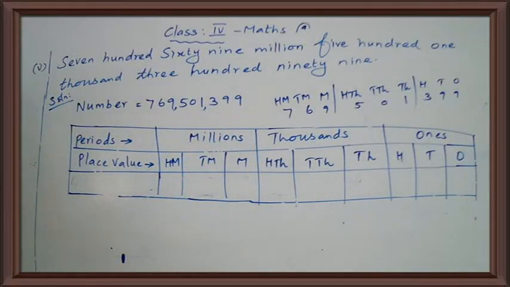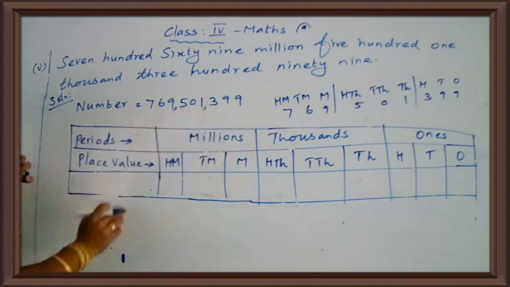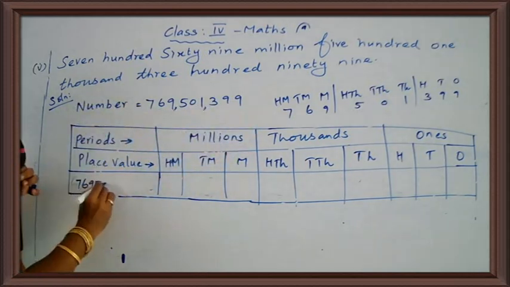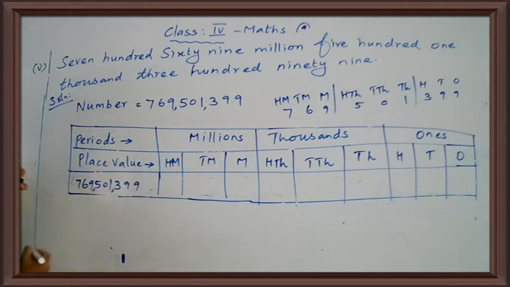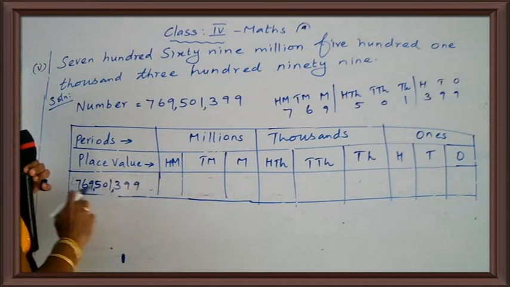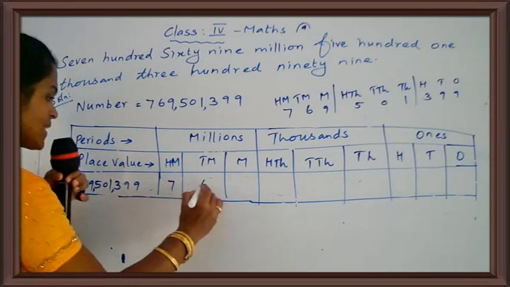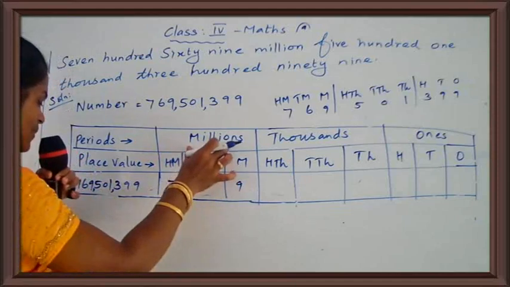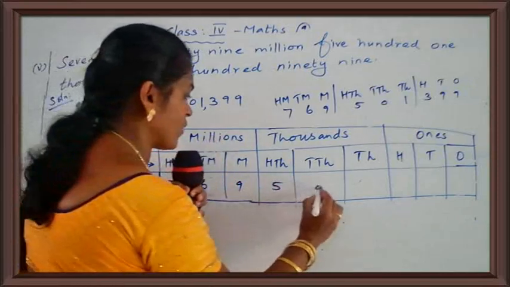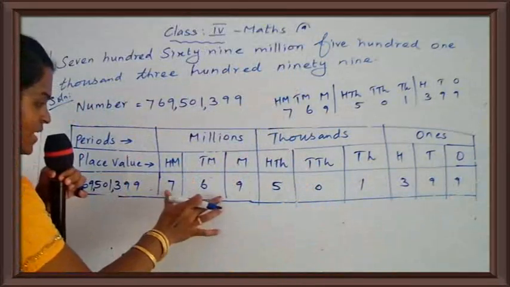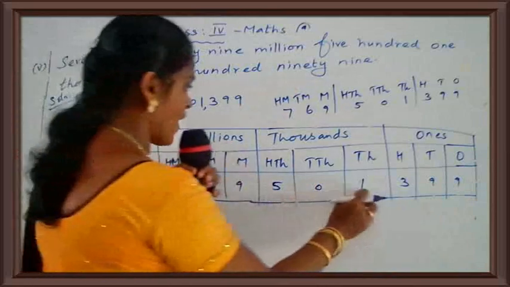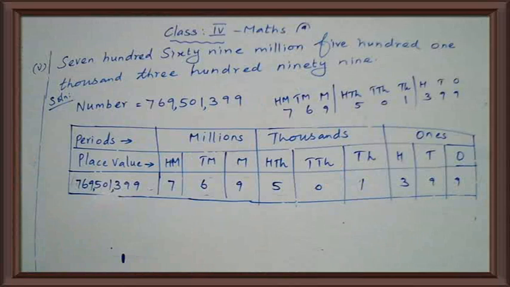Now you draw the place value chart. Then after you write the numbers here, 769 million 501,399. Okay? Now you put the numbers inside the place value chart. 700. So in the 100 million place, how much? 769 millions 501,399. Okay, children, clear? 769 millions 501,399. Okay, do you understand? Yes. Now write it in your classwork note.